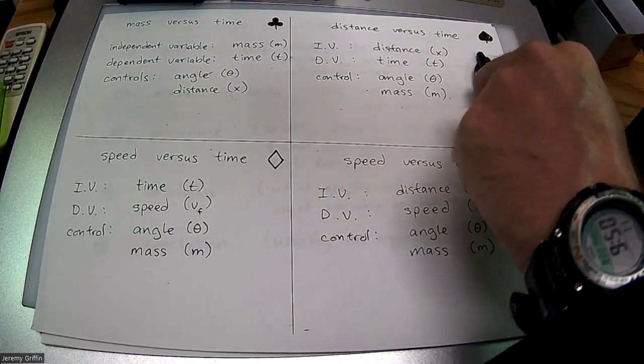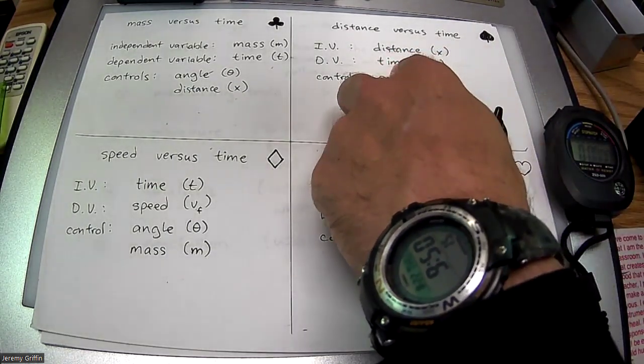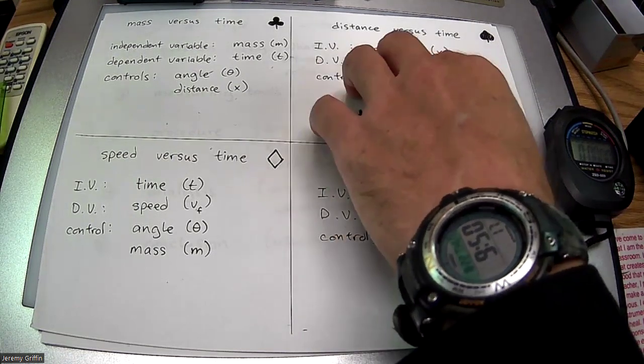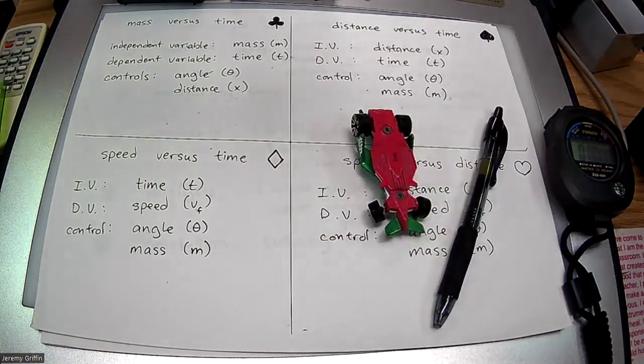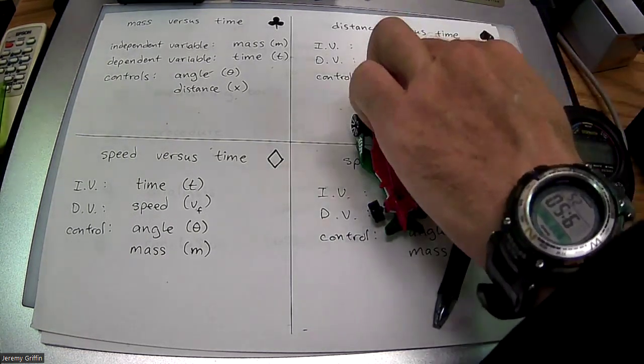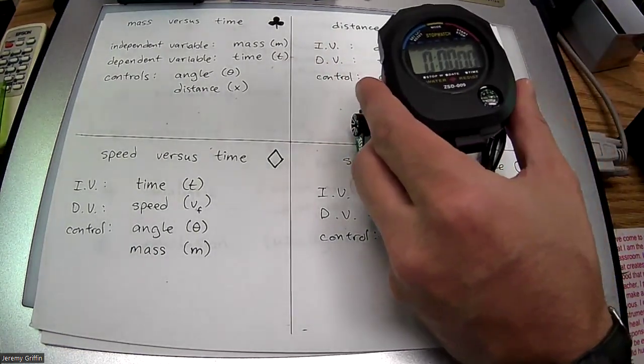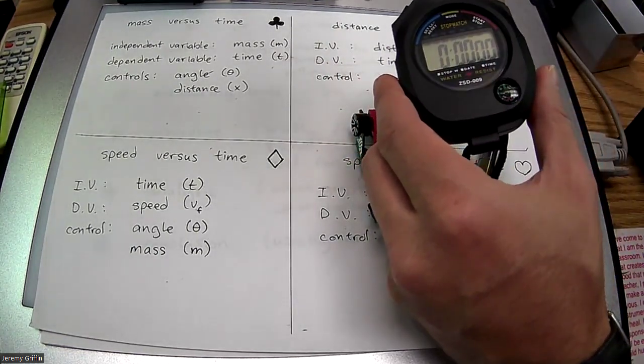If you see the spades back there, go to the station with spades. I want you to figure out what's the relationship between distance and time. So notice independent variable: distance. So does that mean you're going to change the rolling distance? Yeah, that's exactly what that means. So let it go maybe 50 centimeters. How much time does that take to roll 50 centimeters? Then let it go 100 centimeters. How much time? Then 150 centimeters.